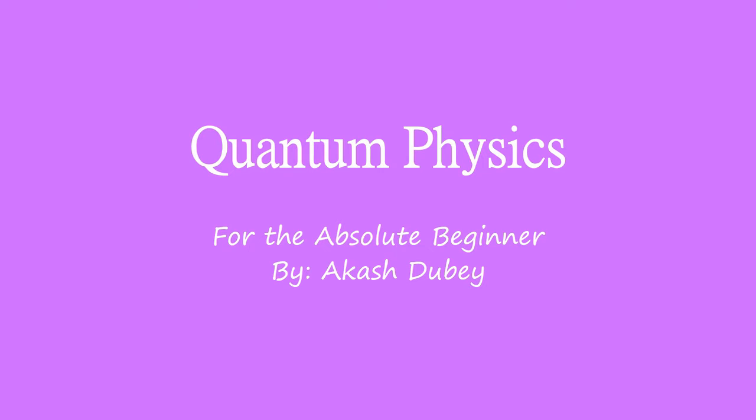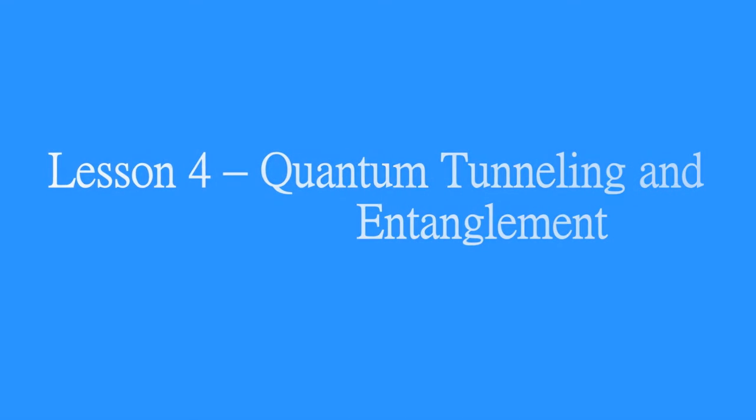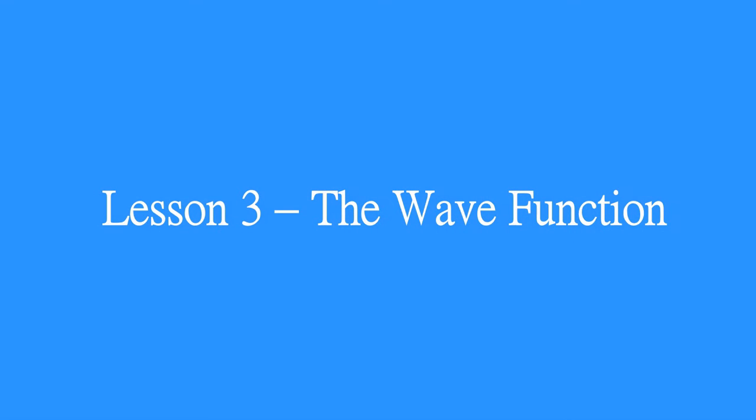Last lesson, we talked about the wave function and the uncertainty of the location and momentum of a wave. Today, we will be talking about quantum tunneling and entanglement. These are some of the more confusing topics in quantum mechanics. We learned that there is a wave function to describe the possible location for waves. We also learned about Heisenberg's uncertainty principle. I highly suggest that you watch the previous lesson to learn more.